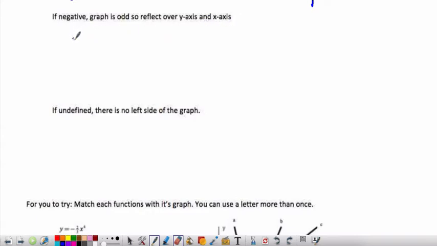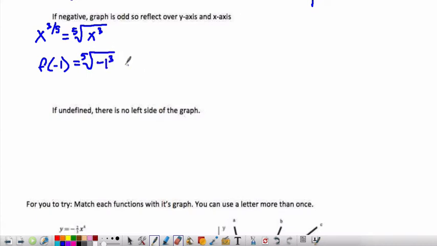So let's see what that looks like in an example here. If I have x to the 3/5, this is the same as the 5th root of x to the 3rd power. I'm now going to do f of -1, plug it in to see what's going to happen here. So -1 cubed, well, -1 times -1 times -1 is -1. And then the 5th root of -1 is -1.